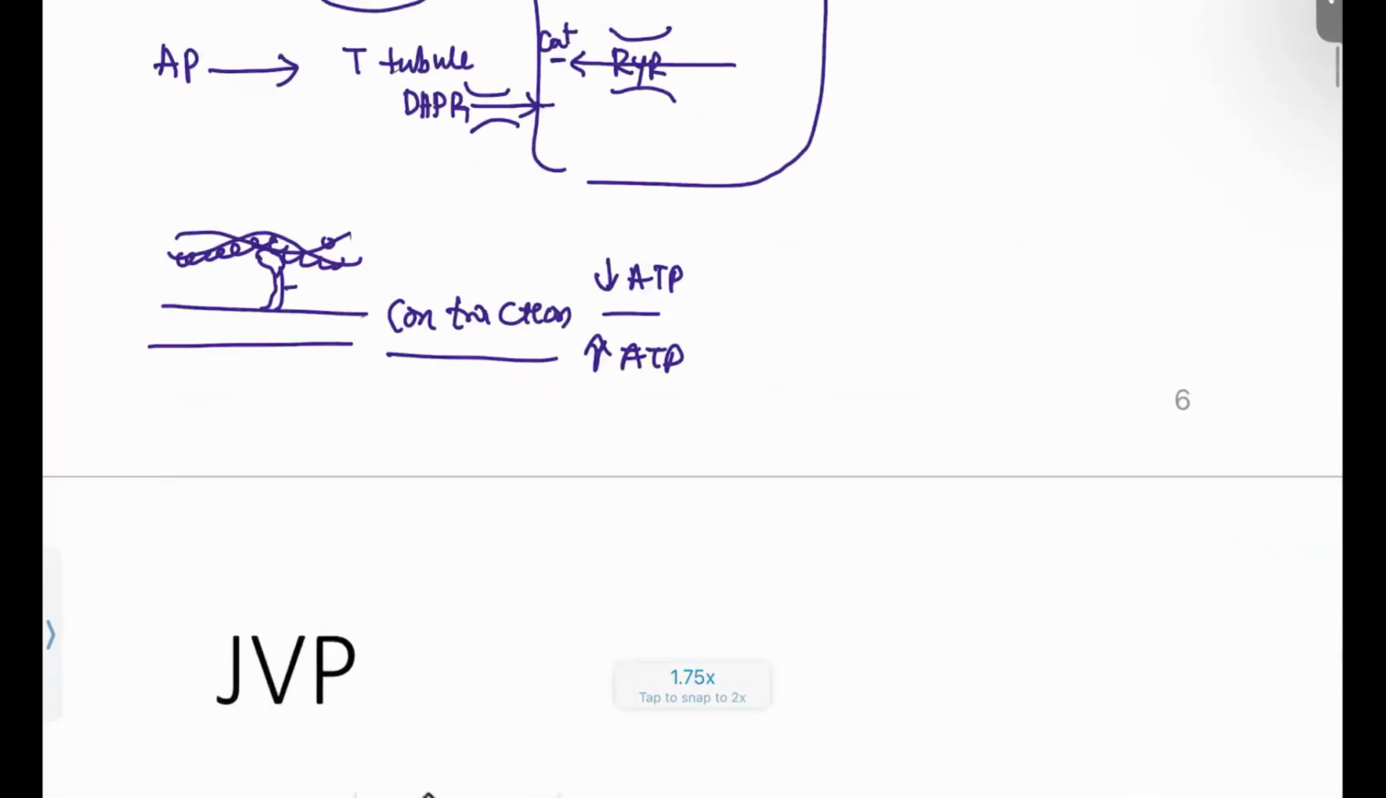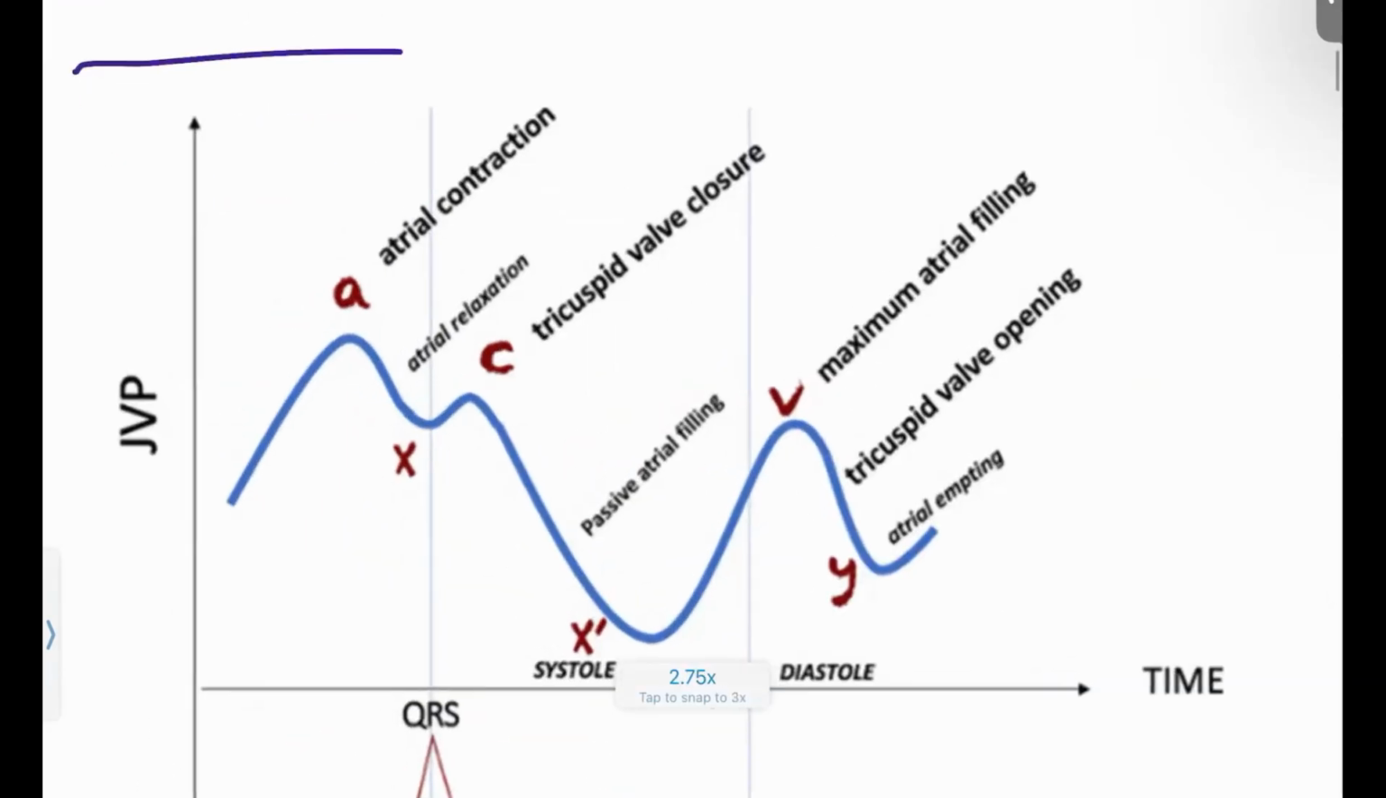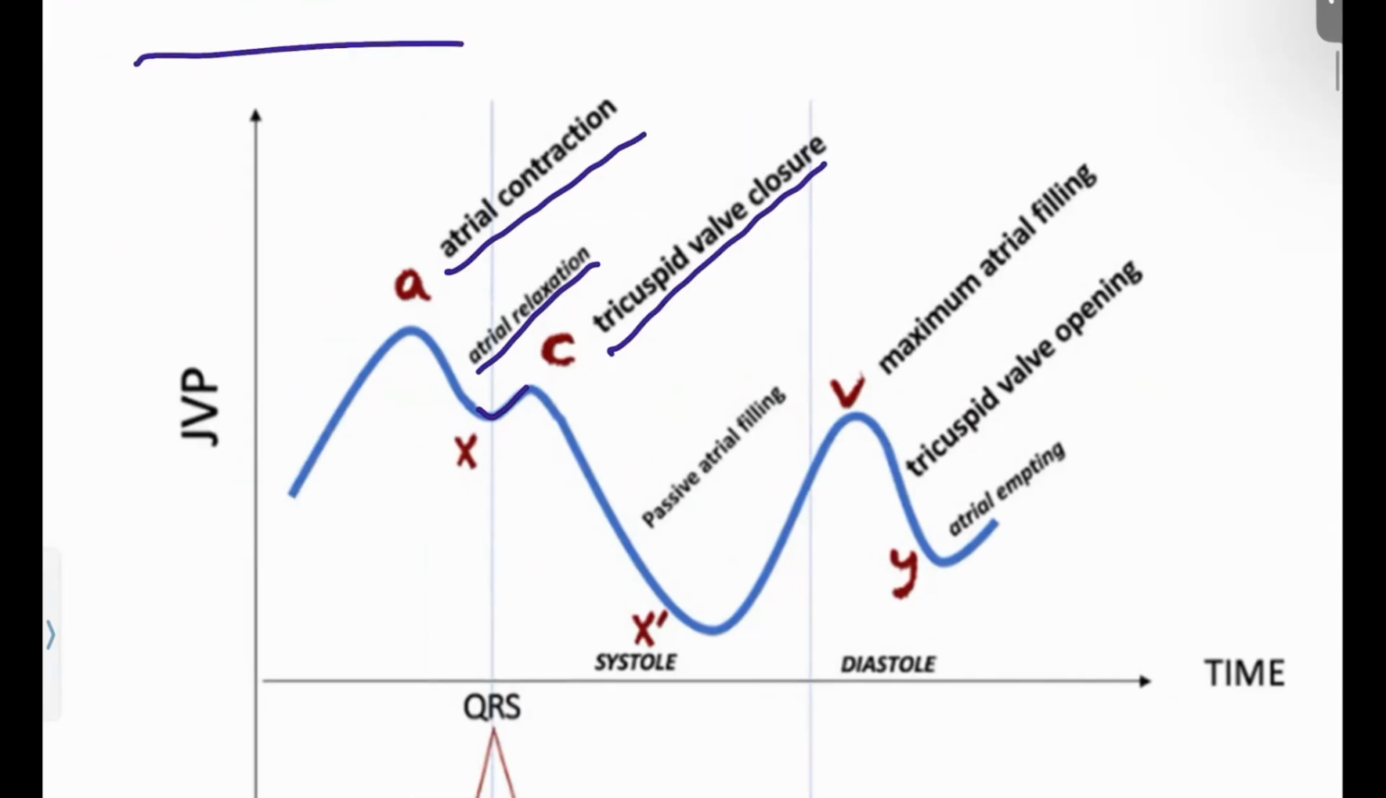Okay, next one, JVP. So in the JVP, you have to understand what these waves are significant for. The A wave is for the atrial contraction, and the descent after the A wave is due to atrial relaxation. Suddenly there is a small wave. Here you can see the small wave is due to tricuspid valve closure. So once the tricuspid valve is closed, it is going to bulge. Why? Because there is a ventricular contraction going on inside the ventricles, that will be causing the C wave. Sudden ascent will be seen.